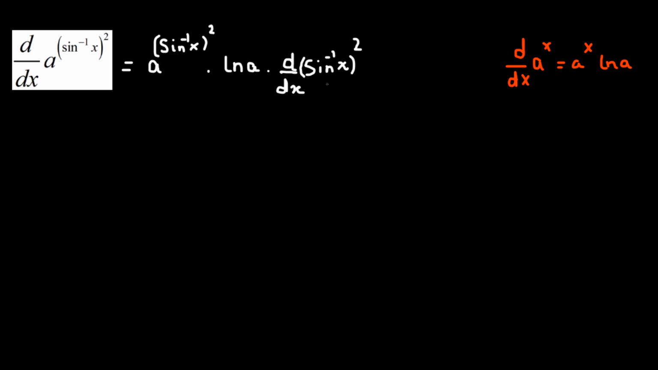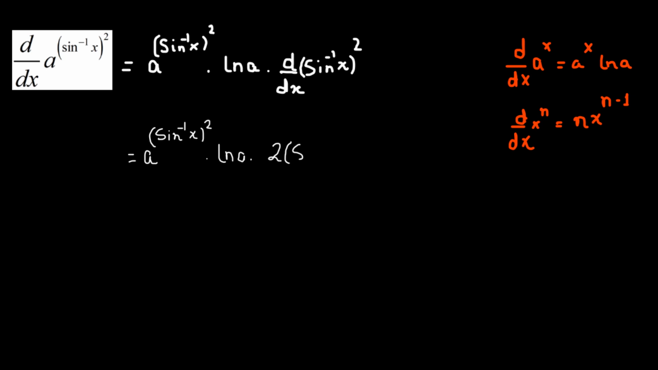Now, if we assume that sine inverse of x is x, we can apply the power rule. So the power rule is given by the derivative of x raised to the power of n equals n times x raised to the power of n minus 1. So we have a raised to the power of (sine inverse x) whole squared multiplied to natural log of a times 2 times sine inverse x raised to the power of 2 minus 1. So that's the power rule.